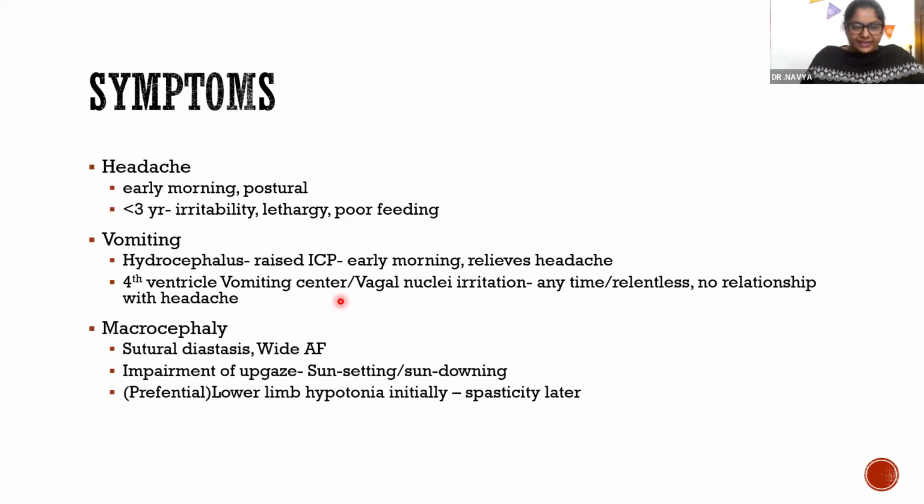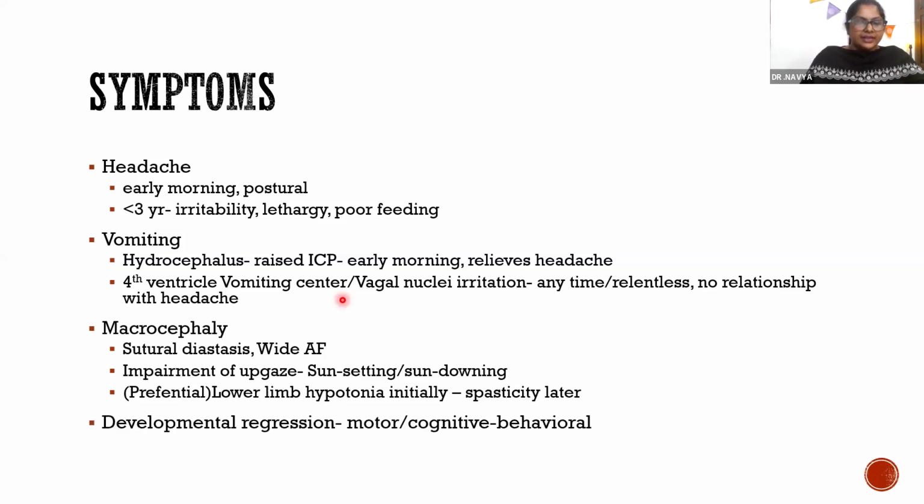And macrocephaly, yes, because it's a small child, there is sutural diastasis, the anterior fontanelle is wide, and usually the star sign is the sun setting or sundowning gaze preference that you see. You have lower limb hypotonia initially, and then slowly the child will get into spasticity. Yes, there will be developmental regression, motor, cognitive, behavior. As sir was telling, it would be acute versus subacute and then chronic, based on how fast the tumor grows.